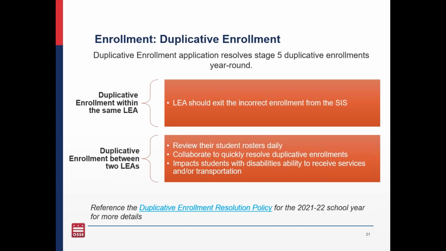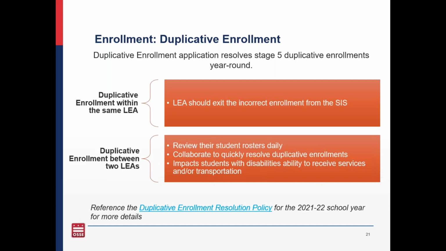Okay, so here on this slide, we're talking about duplicative enrollment. There is an application, the duplicative enrollment application, which involves stage 5 enrollment. A duplicative enrollment means that the student is enrolled at either more than one LEA, or more than one school within the same LEA. For example, you can think of an LEA such as DCPS that has multiple schools. So a student could be enrolled at more than one school within the same LEA. Also, you could have a student that is stage 5 duplicatively enrolled within the same school within the same LEA. That is considered a data error that the LEA would need to resolve within their own student information system.